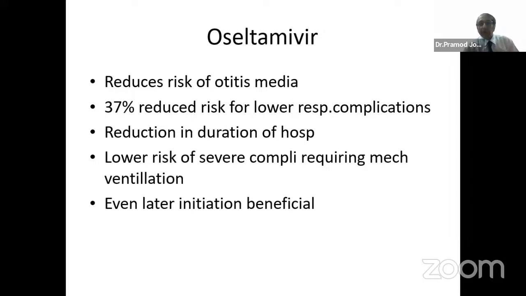Reduction in the duration of hospitalization, lower risk of severe complications which require mechanical ventilation, and even later initiation is beneficial. I told you that if you start it within 48 hours, it is definitely useful. However, even if you get a patient on the 5th or 6th or 7th day, and you start oseltamivir, it does have beneficial effects. And this has been proved in quite a few medical studies and clinical trials.